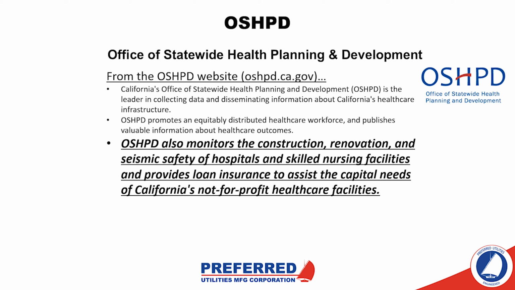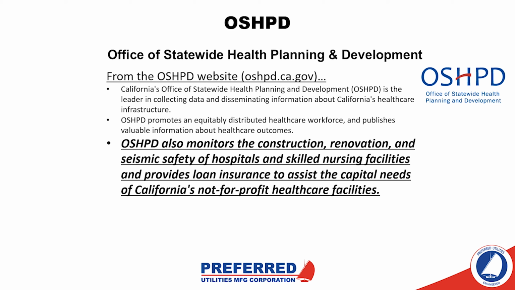Basically, the important point to get out of this slide is the bolded bullet point there, which is OSHPD also monitors the construction, renovation, and seismic safety of hospitals and skilled nursing facilities and provides loan insurance to assist the capital needs of California's not-for-profit healthcare facilities. What this means is when we're designing a system, we have to not only follow federal and state requirements as well as local, say, city and county requirements for USTs, but we also have to follow OSHPD rules. And this also applies, of course, to AST systems.